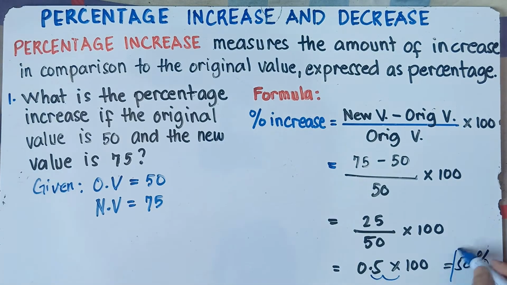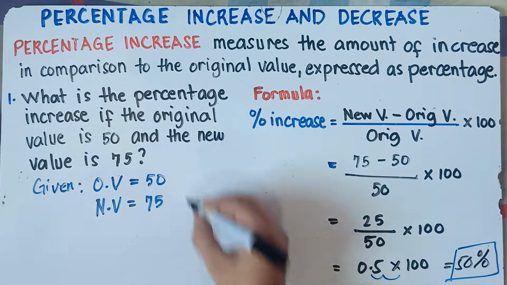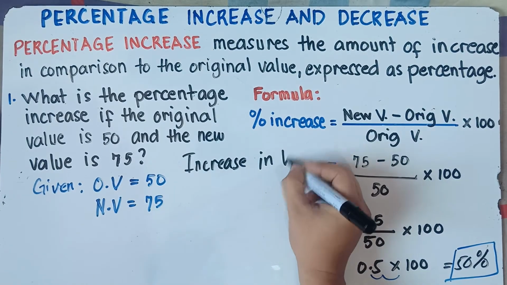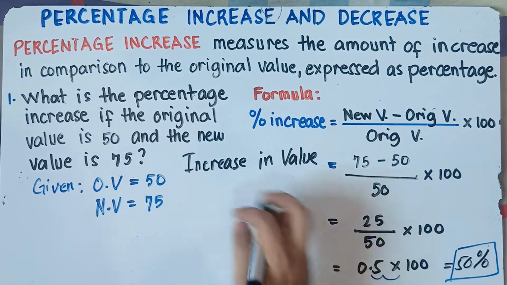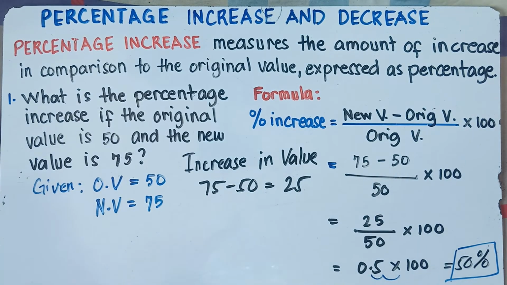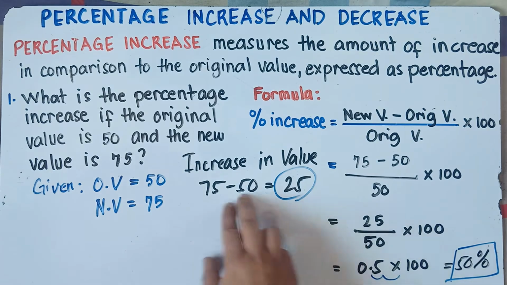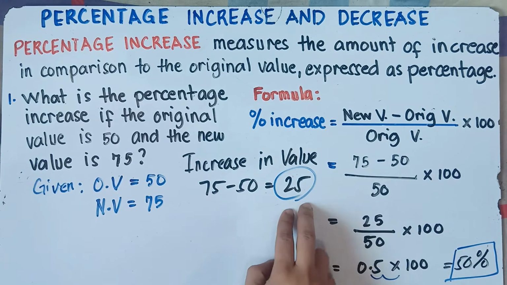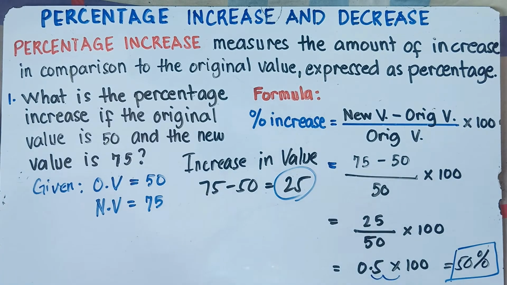Easy, right? For number 1. If the teacher will ask for the increase in value, of course, that would be 75 minus 50. The answer is 25. So the increase in value would be 25. But the percentage increase would be 50%. I hope it's clear for you guys. Increase in value, that's 25, subtract 75 minus 50. But the percentage increase, that would be 50%.